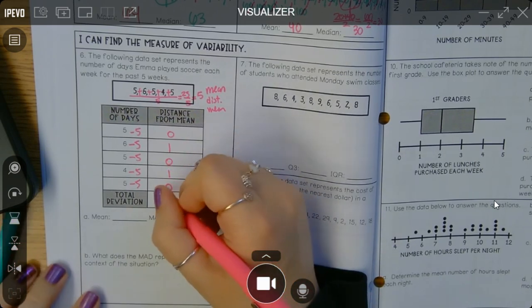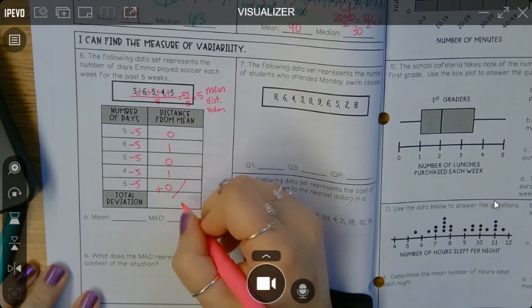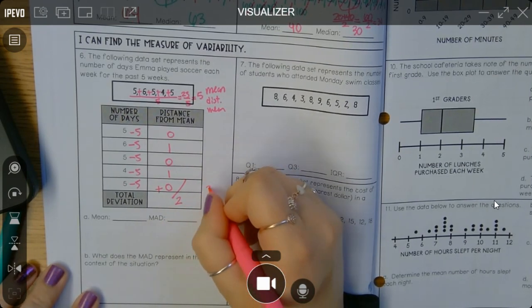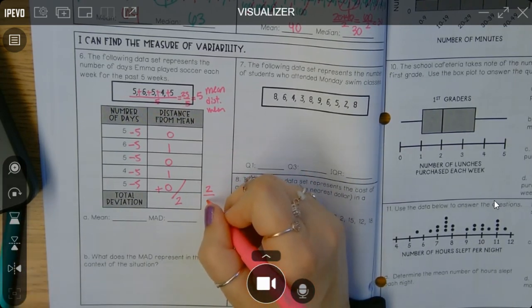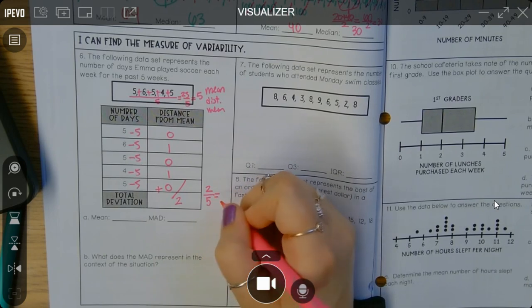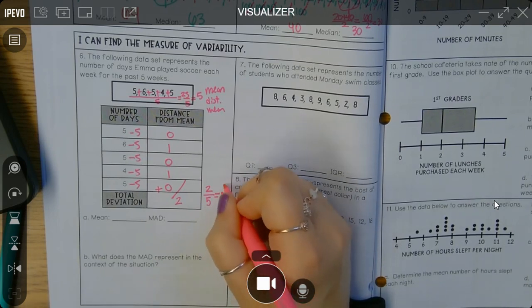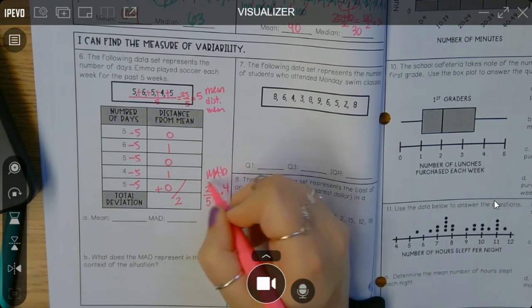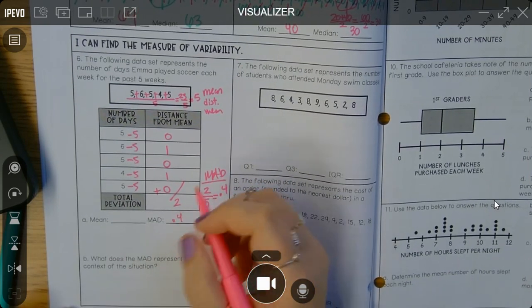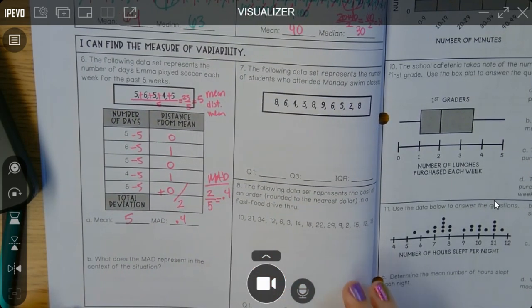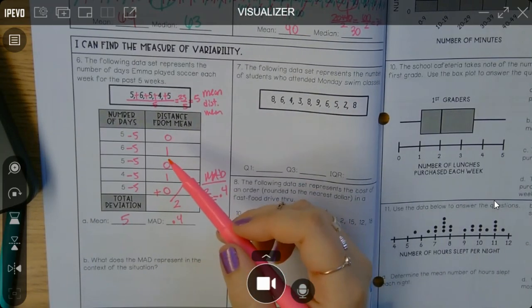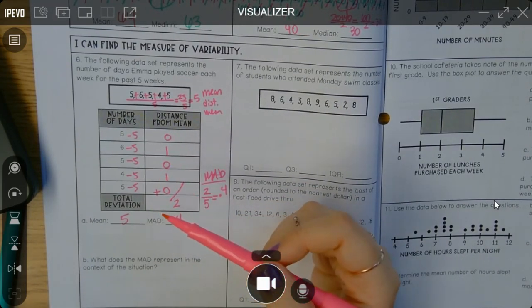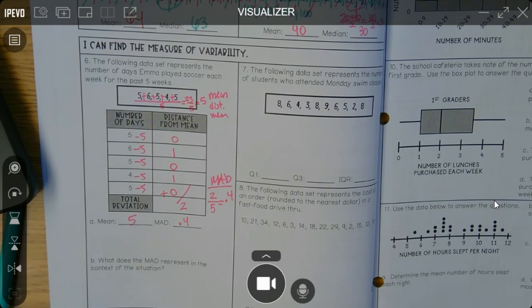Okay, now add those together, and you only get 2. And you take that sum, the total deviation, and you divide it by how many numbers there are, because you're finding the mean of those distances. And when you do 2 divided by 5, you get 0.4 for your MAD. Okay, so my MAD is 0.4, and we found my mean to be 5. What does the MAD represent in this situation? It's the average distance that each number of days is from the mean value of 5. Okay, and that's all there is to it.